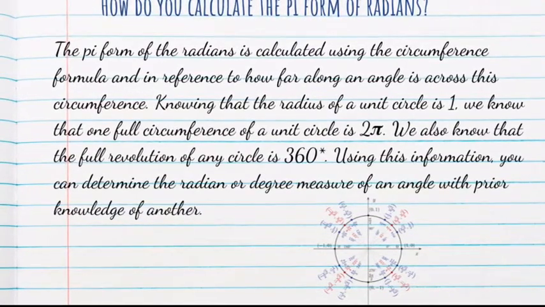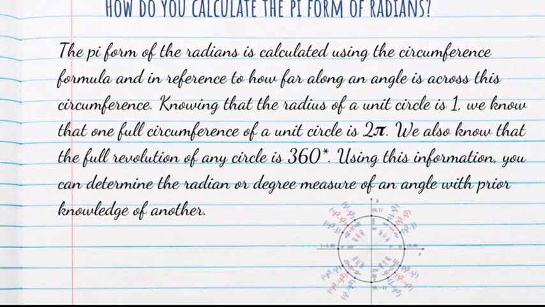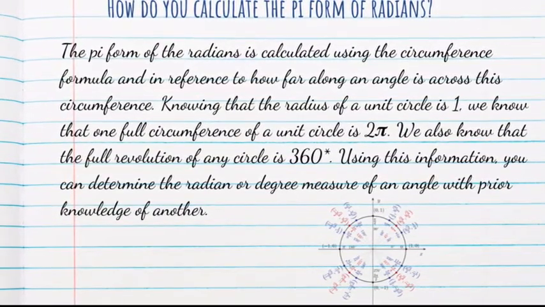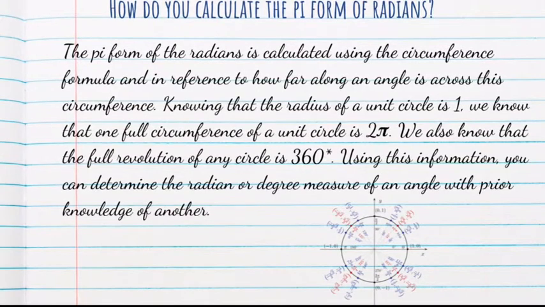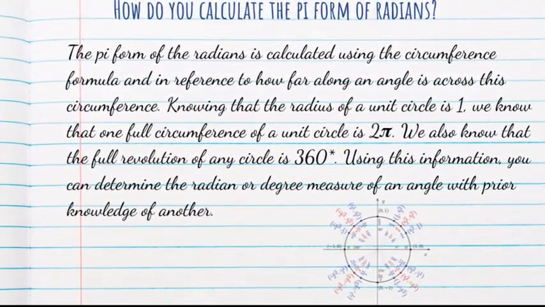For example, if the angle measurement is 30 degrees, you multiply 30 by pi and then divide it by 180. If you leave it as a fraction, you would get the radian in terms of pi, or you can divide it fully and get a decimal answer for radians.